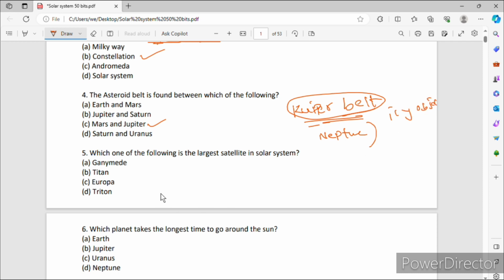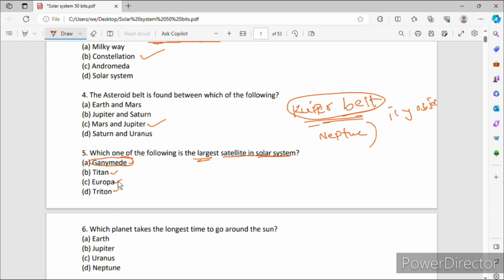Okay. And next question, if you see, which one of the following is the largest satellite in the solar system? See friends, these are the satellites of different planets. Like Ganymede is a satellite of Jupiter, Titan is a satellite of Saturn, Europa is a satellite of Jupiter, Triton is a satellite of Neptune. So in this, which is the largest? Largest means Ganymede. So Ganymede is the largest satellite among the satellites of all the planets.